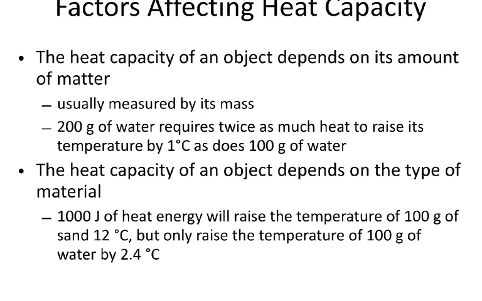And then here's my sand example. 1,000 joules of heat energy will raise the temperature of 100 grams of sand by 12 degrees, 100 grams of water only by 2.4 degrees. So the sand gets hotter faster than the water does, even though they're absorbing the same amount of heat.